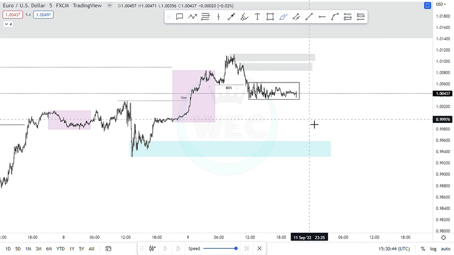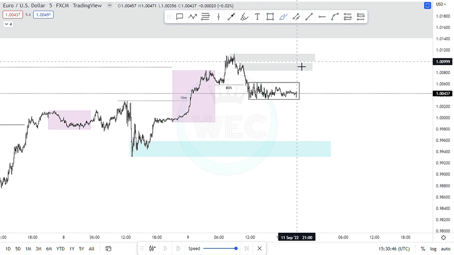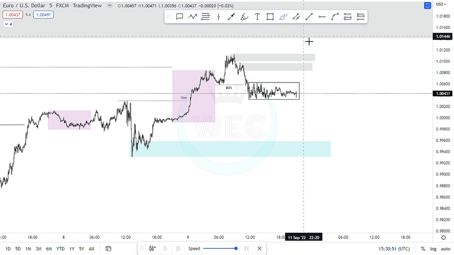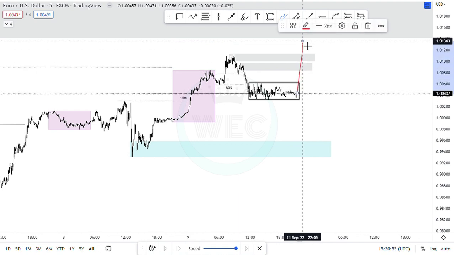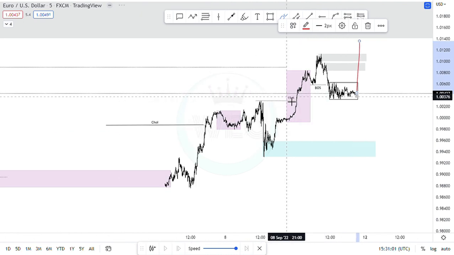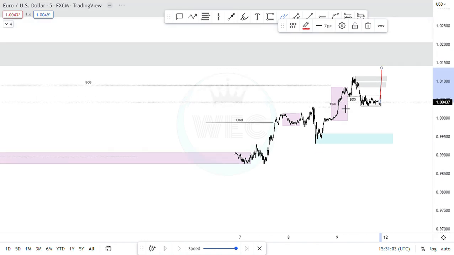Okay, the fact that I have these two supply zones in here does not also mean that price cannot breach this high. It can. Okay, but then if it breaches, I've already told you we have two supply zones up there, so you're going to look for whatever price will do in there. Okay, so yeah, this is what I'm looking at on Euro USD.